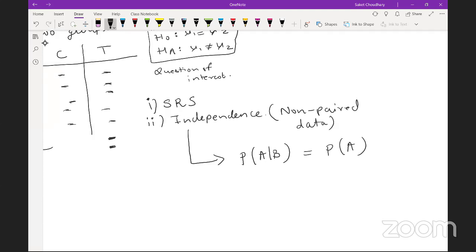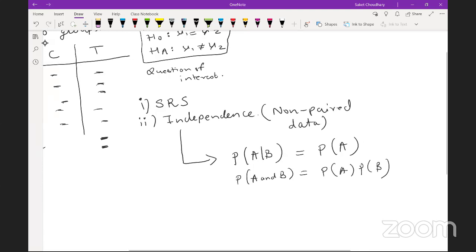The probability of A, given that B has happened, is essentially equal to the probability of A. So it's as good as nothing has happened. Alternatively, you can also write this as follows. The first interpretation is that the probability that A happens, given that B has happened, is not affected by the event that B happened, and hence it's equal to just the probability of A happening. The second one is that the probability of A and B happening, if they're independent, is equal to PA times PB.